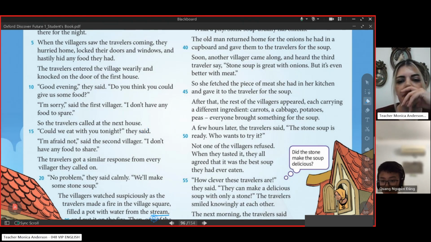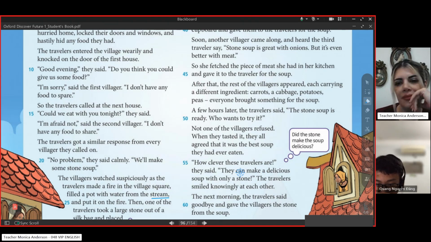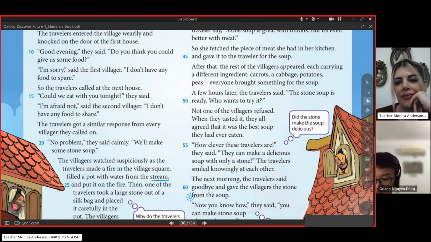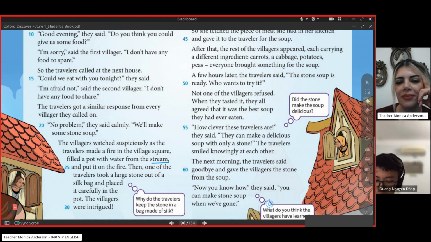Not one of the villagers refused. When they tasted it, they all agreed that it was the best soup they had ever eaten. "How clever these travelers are," they said. "They can make a delicious soup with only a stone." The travelers smiled knowingly at each other. The next morning, the travelers said goodbye and gave the villagers the stone from the soup. "Now you know how," they said. "You can make stone soup when we've gone."